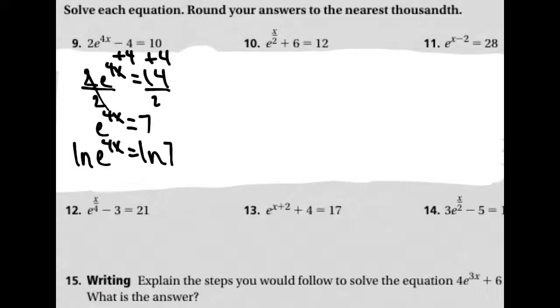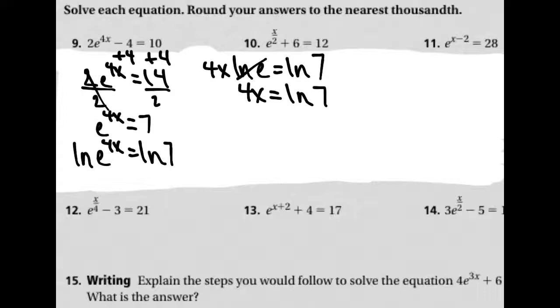So what I get is 4x ln of e equals ln of 7. And now ln of e can go away because ln of e is 1. Since the base is e and the argument is e, it cancels out. So it's 4x equals ln of 7. And now your last step is just simply to divide by 4. So x equals ln of 7 over 4.